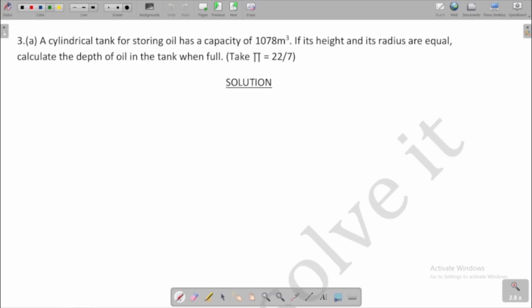Next question says a cylindrical tank for storing oil has a capacity of 1078 meter cube. If its height and its radius are equal, calculate the depth of oil in the tank when full. Take your pi to be 22 over 7.